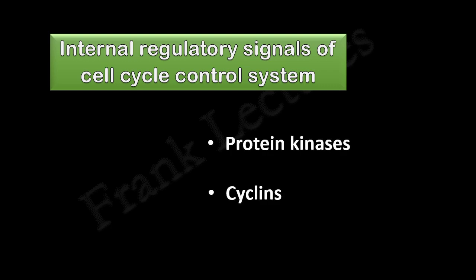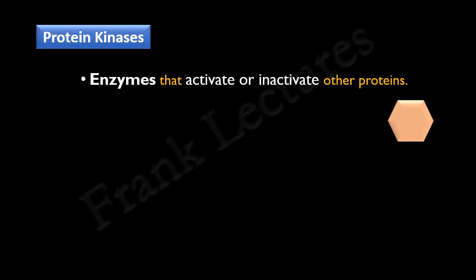There are two types of cell cycle regulatory molecules present inside the cell. These are protein kinases and cyclins. Let's understand them one by one. Protein kinases. Protein kinases are enzymes that activate or inactivate other proteins. They do this by phosphorylation.